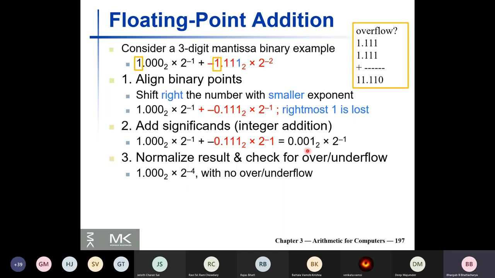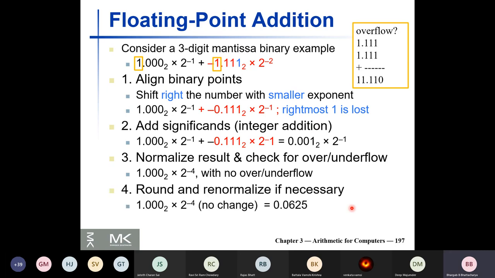In this case, I need to normalize this. That means this one has to be shifted towards the left, and therefore this exponent has to be adjusted. Now, when you adjust this exponent, this might create some overflow, because the exponent is going to be incremented or decremented depending on where the binary point lies. It might exceed the valid range of the exponent, and in that case overflow or underflow might occur. But overflow will not occur in this integer addition part.